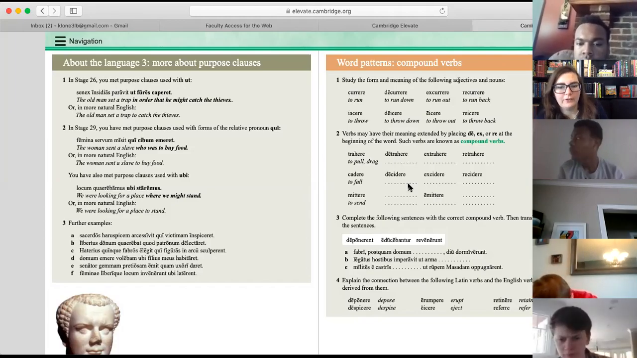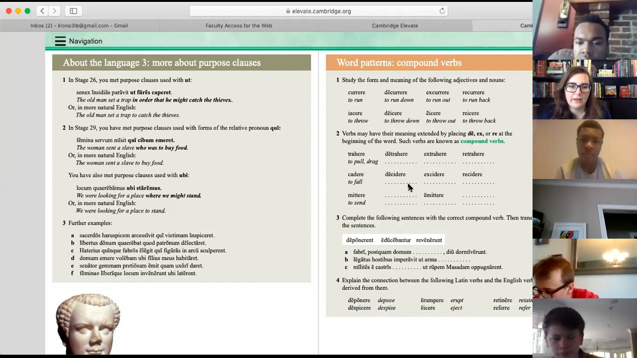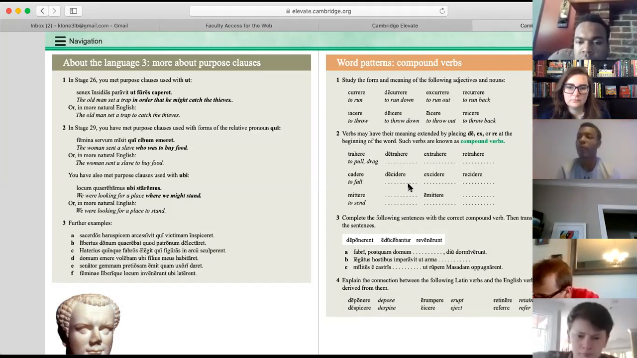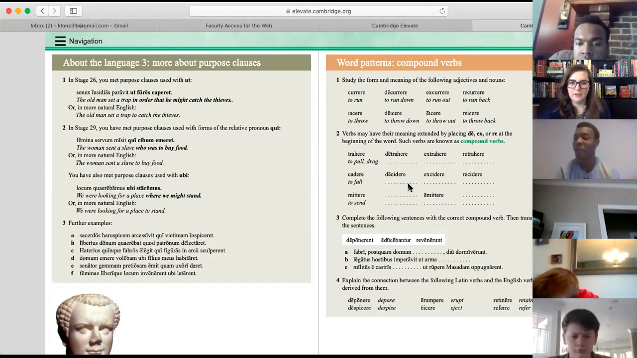All right, legatus hostibus imperavit ut arma blank. The legate ordered the enemy. I can do that one. Okay, go ahead. The commander ordered the enemy to put down the arms. Very good. So which verb is that? Deponerent. Very nice.